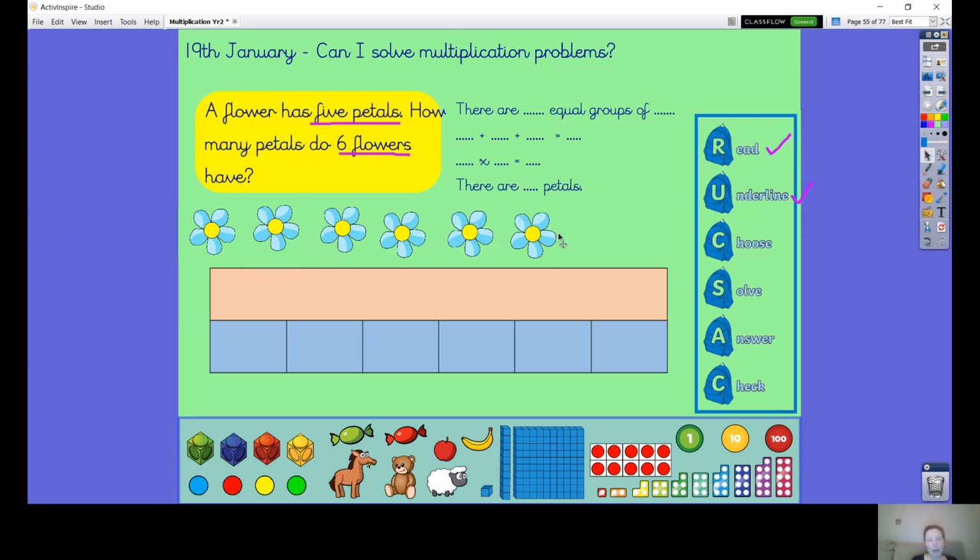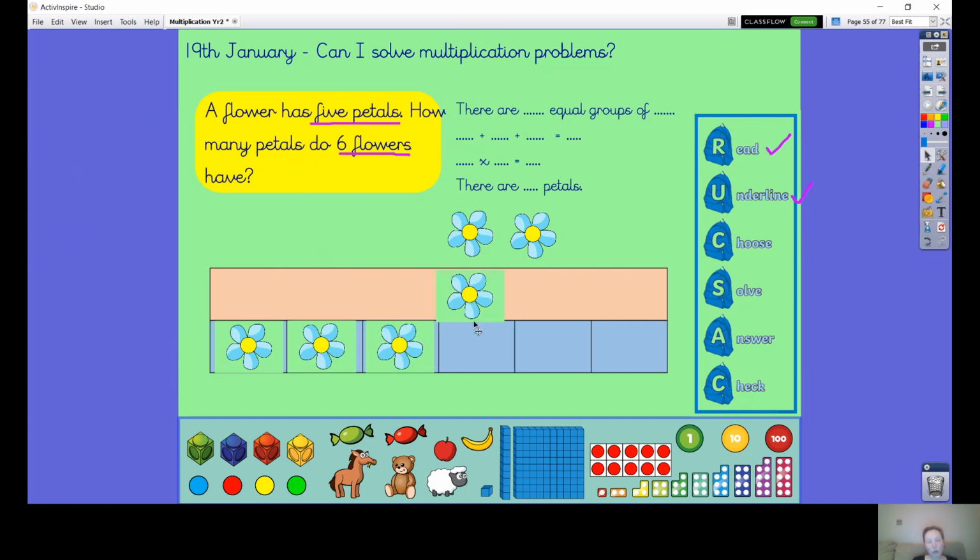So I want to know how many petals all these flowers have. I'm going to use the bar model to help me because look, I'm going to put a flower here and here. Ooh. Yeah, flowers. I'm going to put a flower in each section at the bottom of our bar model. Okay, so there we go.